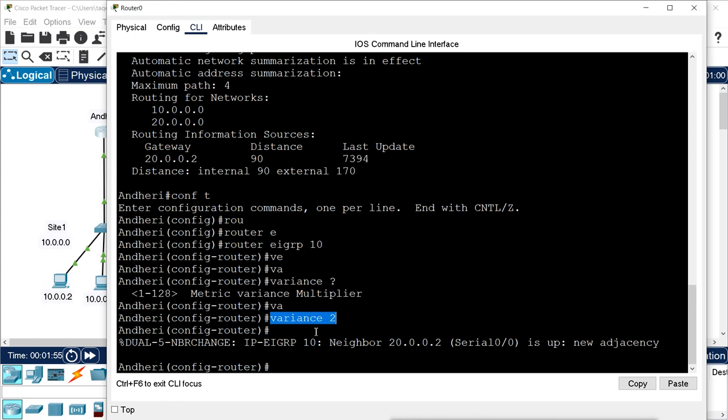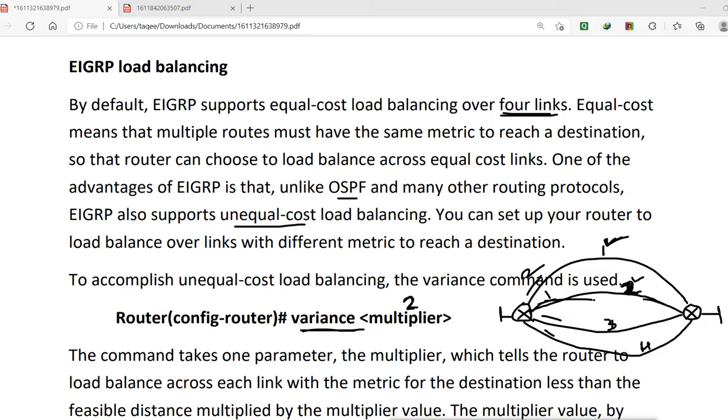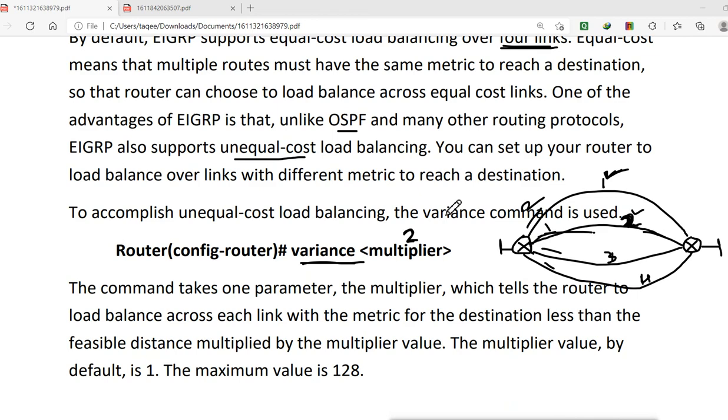So this is load balancing in EIGRP with the variance command, and this is also an advanced feature in EIGRP, which supports unequal paths for load balancing. Equal paths are supported by other routing protocols also, but EIGRP supports unequal paths.